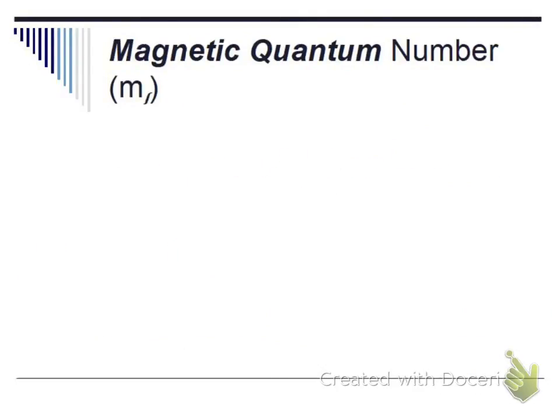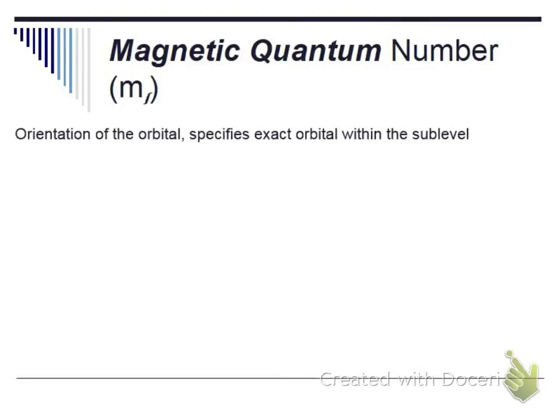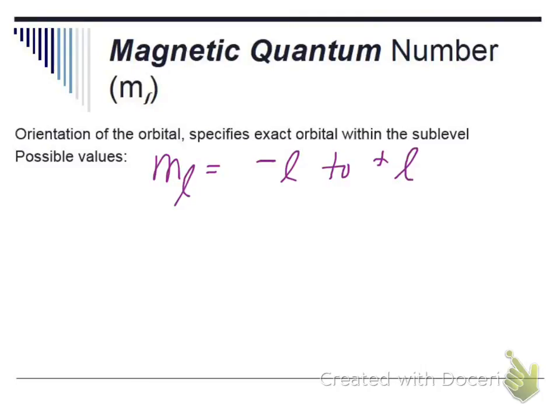The magnetic quantum number tells us the orientation of the orbital within the sublevel. Its possible values, and that's m sub L, are negative L to positive L, because that's telling you where its spot is. I'm going to show you some pictures in a minute. These orbitals have orientations around the nucleus, the XYZ axis, because remember these are 3D things, they're not flat on a paper. So s is a sphere.